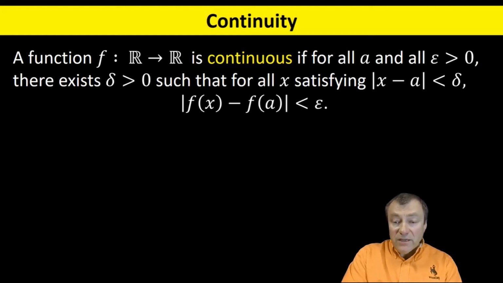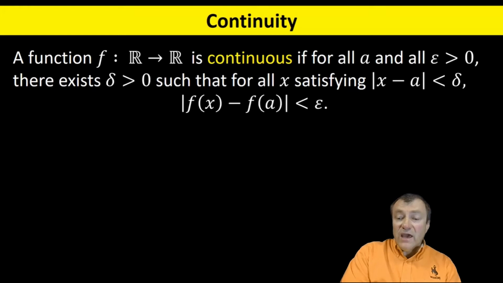Here, I'm going to remind you the definition of continuity as given in any calculus textbook. This is for functions of one variable. And rather than talking about f being continuous at a single point a, I'm talking about a function which is continuous everywhere on its domain. So the variable a gets universally quantified here, along with several other quantifiers.